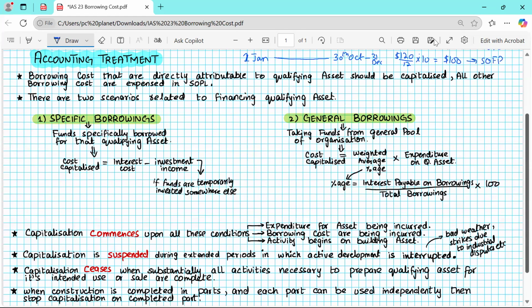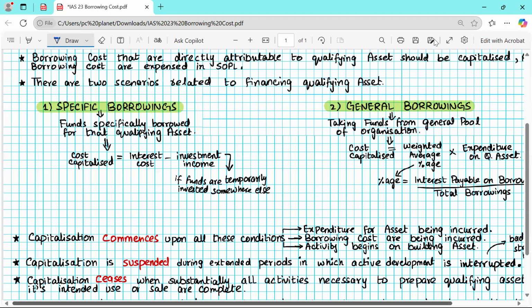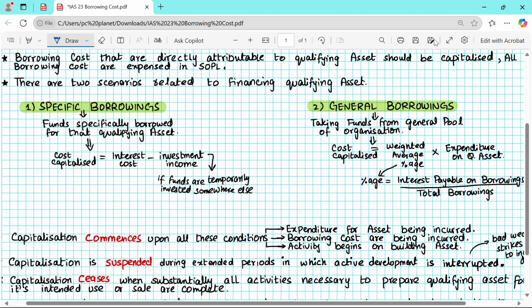Okay. Now there are two scenarios which relate to financing qualifying assets. First is the specific borrowing scenario. Second is the general borrowing scenario. Now, specific borrowing scenario, you have got the funds specifically for that qualifying asset. Let's say you are going to construct a dam, and you go to the bank and you take out the loan specifically just to use that on that qualifying asset. So such type of borrowings will be known as specific borrowings.